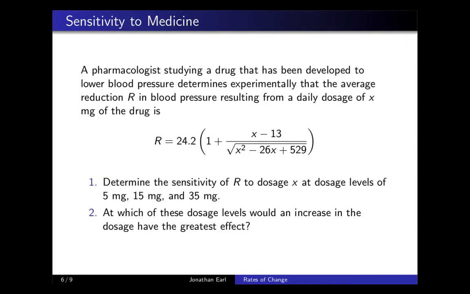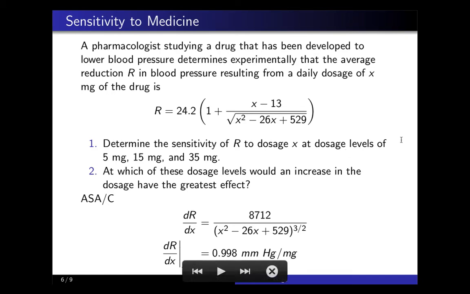Okay, so what we want to do is determine the sensitivity for this function R in terms of dosage levels. And the sensitivity is going to be looking at the derivative. So in other words, we're going to be asking whether our derivative is positive or negative and such. The sensitivity measures the impact of increasing the dosage level based on the reduction in blood pressure. And then the second question is at which of the 3 dosage levels do we get the biggest bang for the buck effectively.